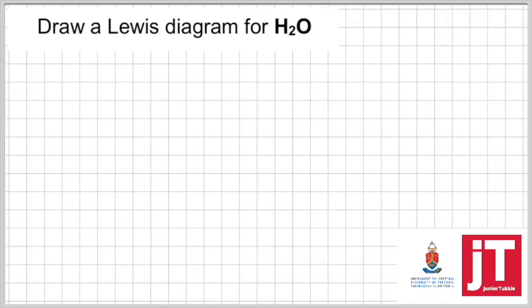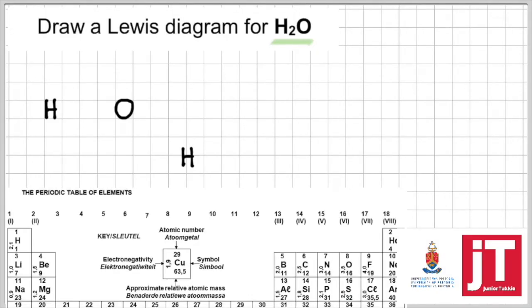The next problem says, draw a Lewis diagram for H2O, also known as water. We again start off by writing the element symbols, and can then turn to the periodic table to establish how many valence electrons each of these atoms contains. Since hydrogen is in the first group on the periodic table, it contains 1 valence electron. Oxygen, on the other hand, is in group 6 and therefore has 6 valence electrons.